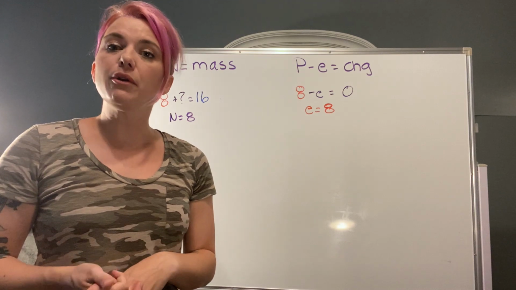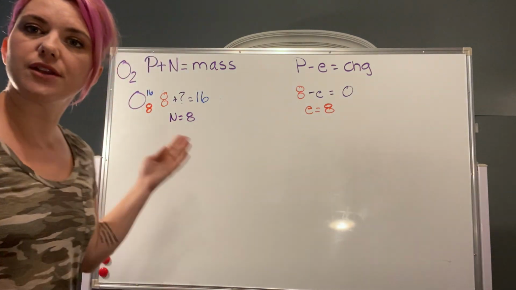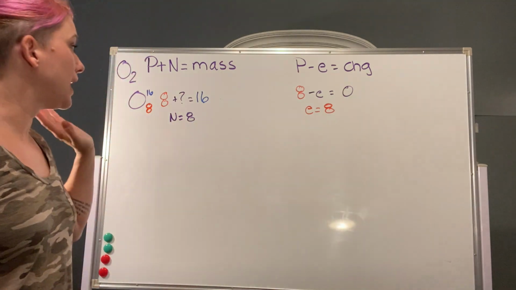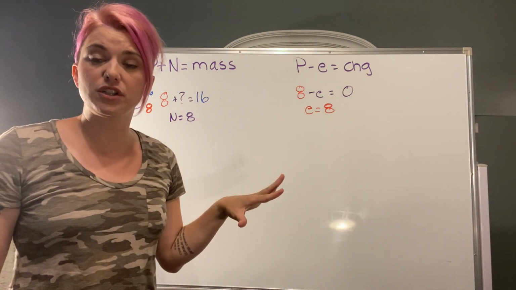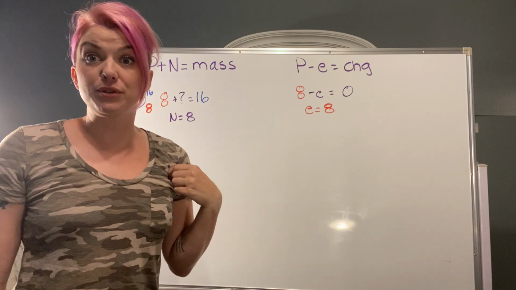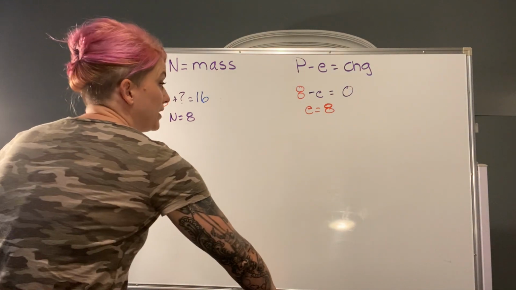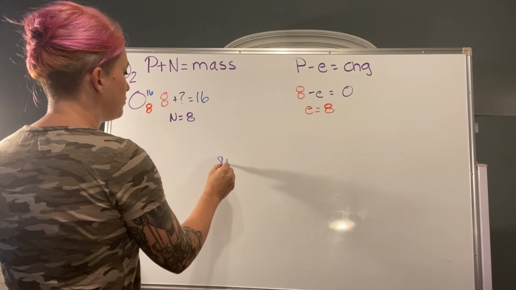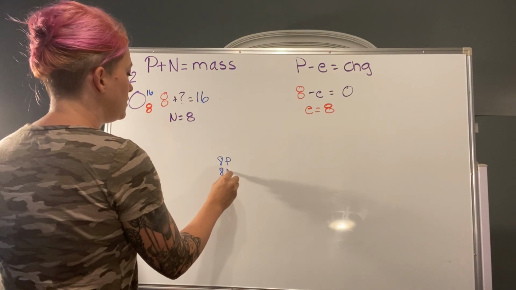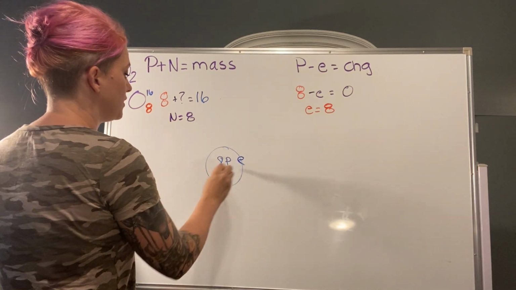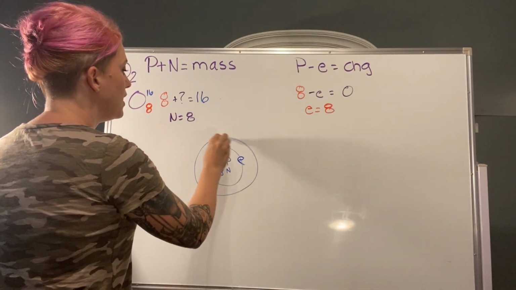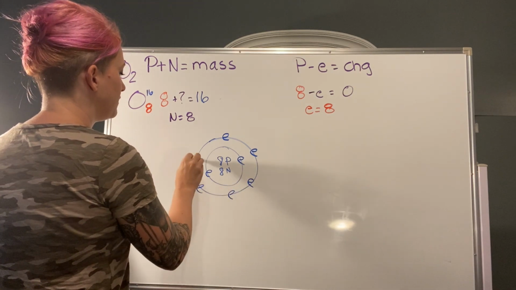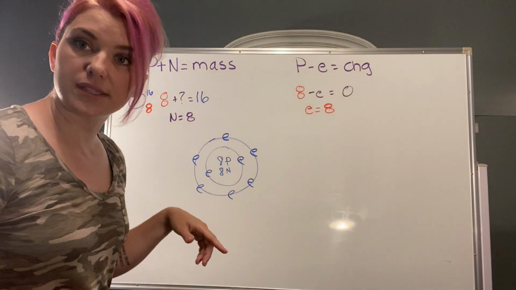A molecule that has covalent bonding in it is oxygen gas, O2. I've done the math here to determine how many neutrons and electrons are present, and we know there's 8 protons because it's oxygen. So I'm going to go ahead and draw the Bohr model for this guy. We have 8 protons, 8 neutrons, and 8 electrons. There's going to be 2 on the first shell, and 6 on the second shell.